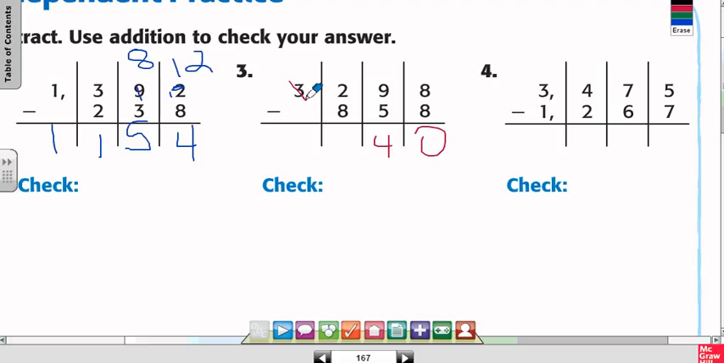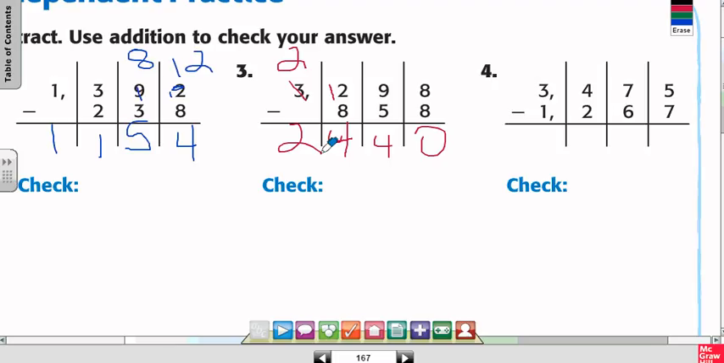So I have to borrow from the 3 that's next to the 2. The one that I borrowed goes next door, and instead of 2 I have 12. So now it's 12 minus 8, 4. And 2 minus 0 is 2. Go ahead and do number 4 for me.